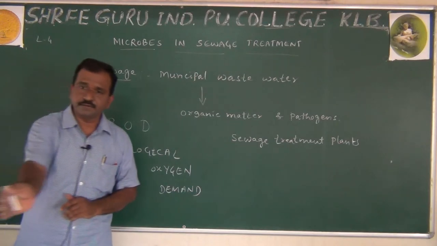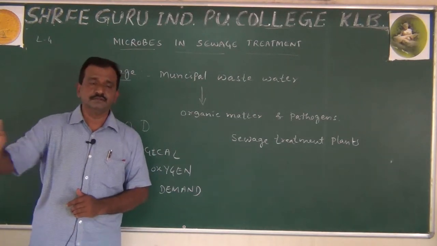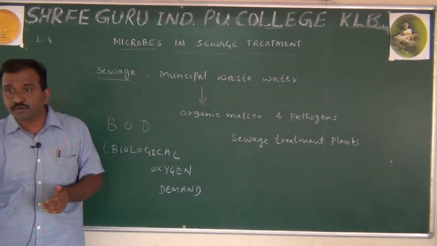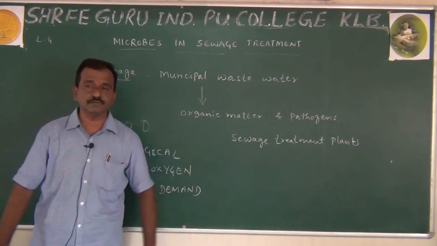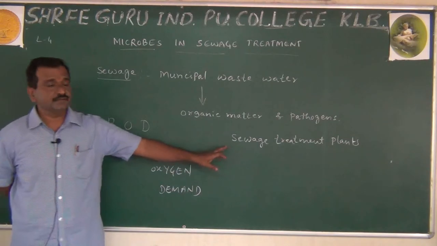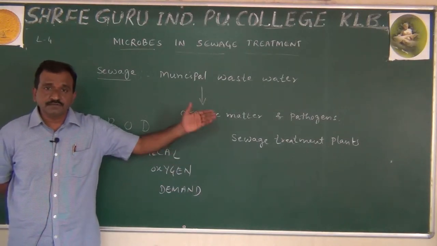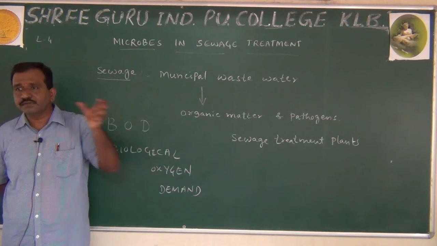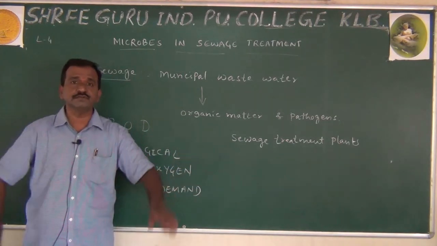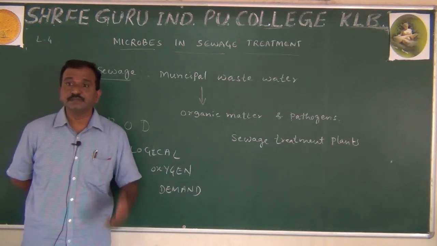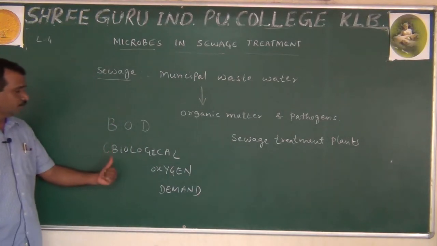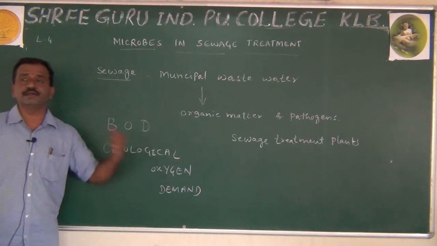Where sewage water is there, enormous microbial activity takes place. These microbes start consuming the dissolved oxygen. For the digestion of this organic matter, oxidation has to take place, and oxygen is required for the oxidation. So immediately they start consuming the dissolved oxygen. So what will happen? There is a need of oxygen in the water body. That is what we call biological oxygen demand.